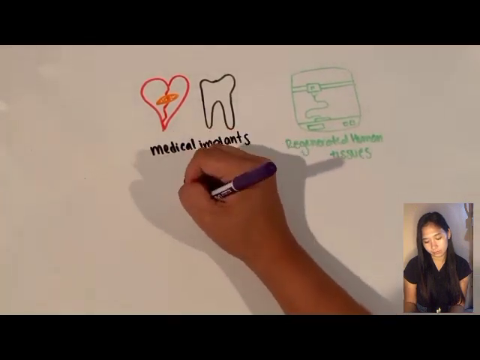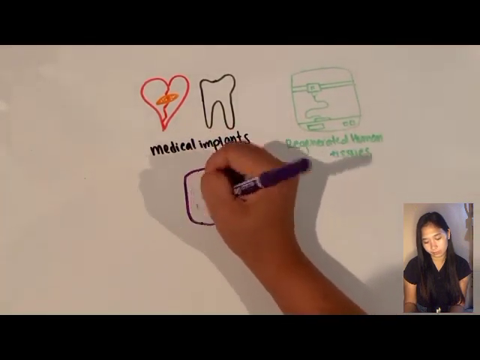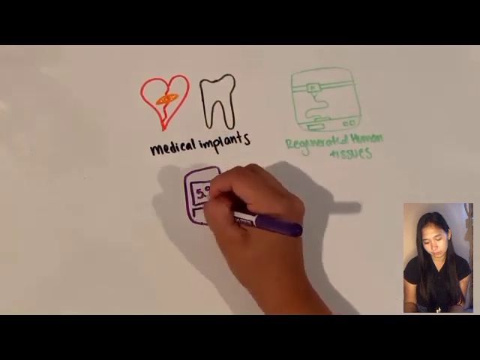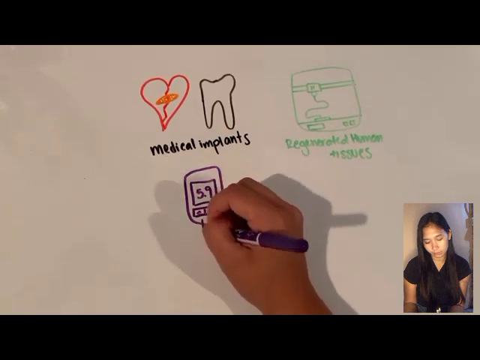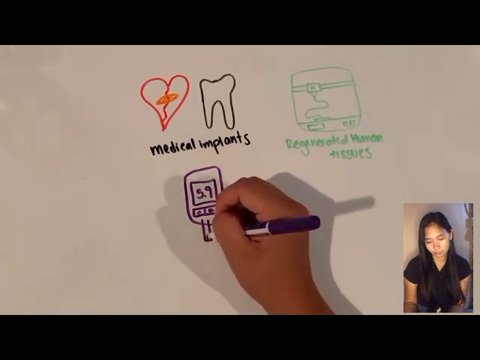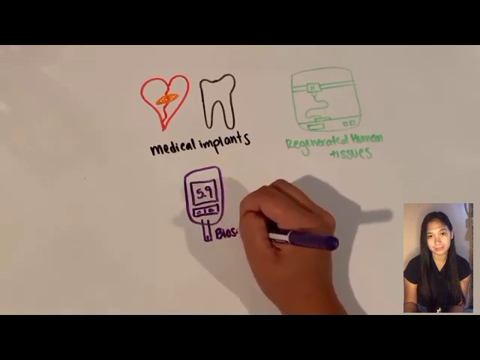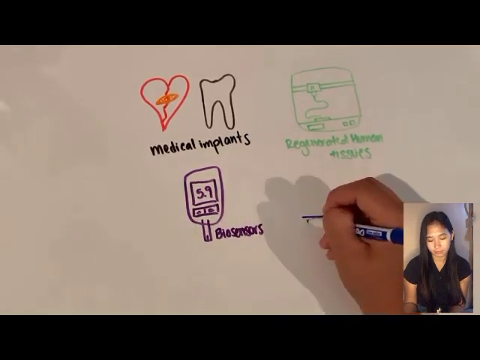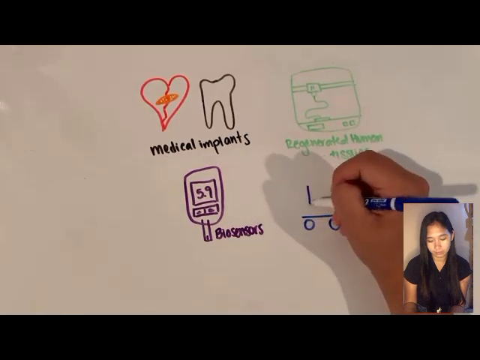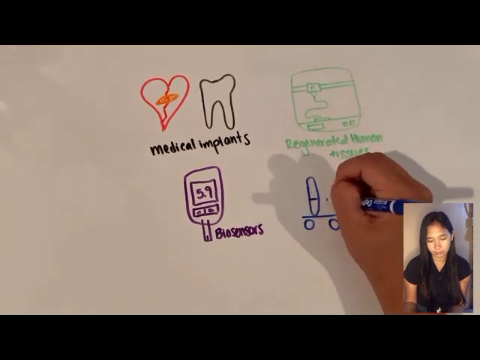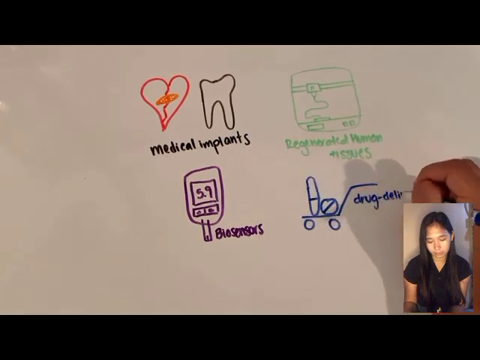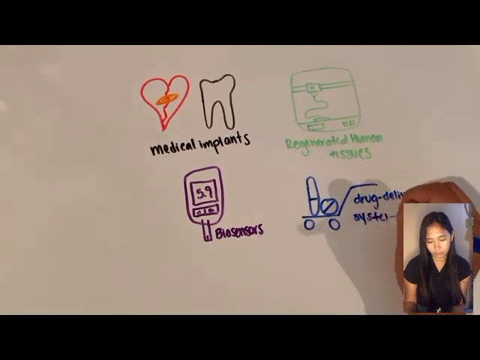The definition of a biosensor is a device that is able to detect the presence and amount of specific substances and transmit the data, such as in a diabetic patient to monitor glucose levels. And finally, drug delivery systems are able to carry out and apply drugs to a targeted area, such as in cancer patients, using drug-coated vascular stents or implantable chemotherapy wafers.